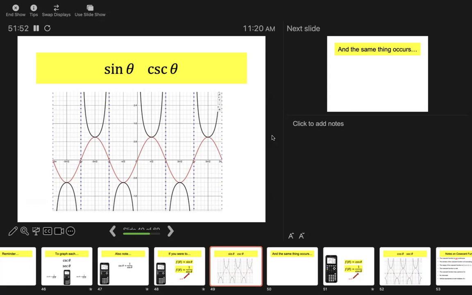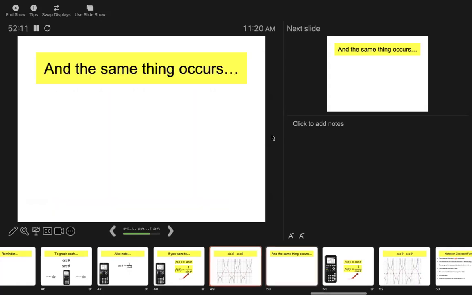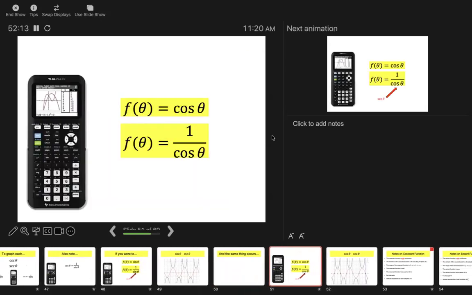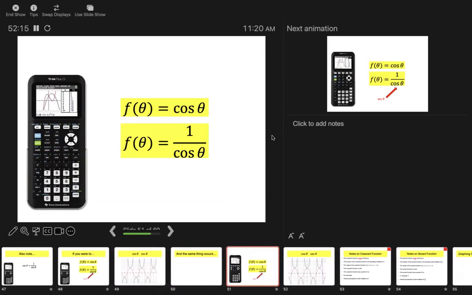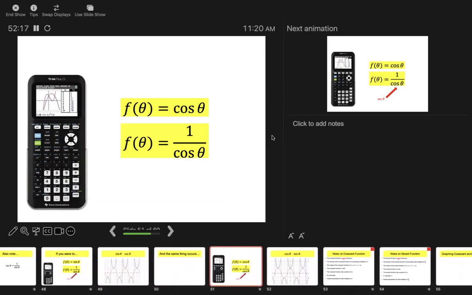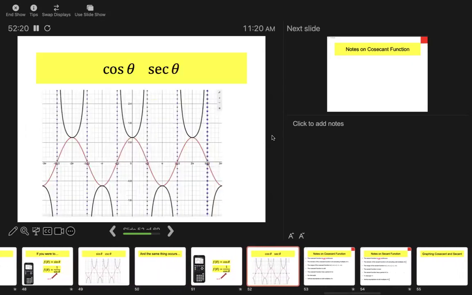The same thing will occur if we did this with cosine and secant, right? Except it's going to be shifted over 90 degrees. Notice this one doesn't go through 0, 0. Well, none of them do, secant or cosecant. But this one has a vertical asymptote at 0, 0. If we did the same thing for cosine, and that's not 1 over cosine, that's actually secant, right? If we did the same thing, we'd get this.